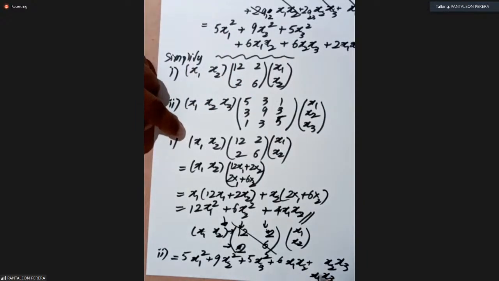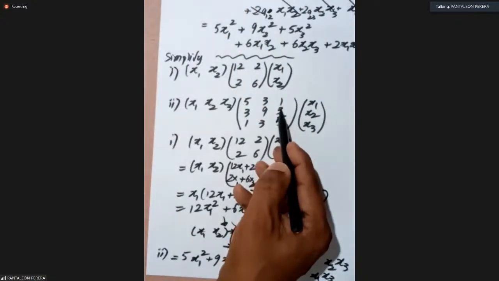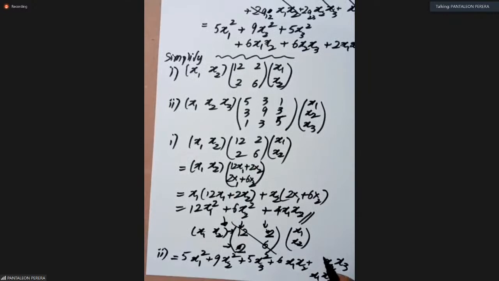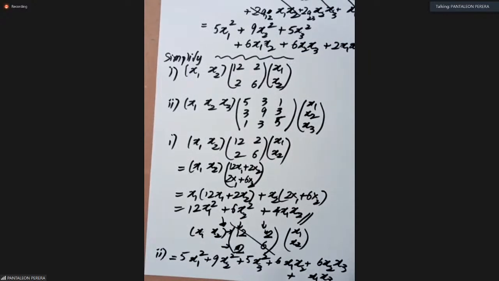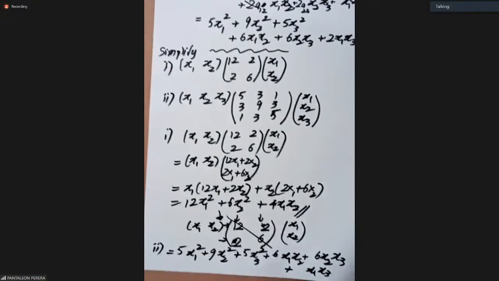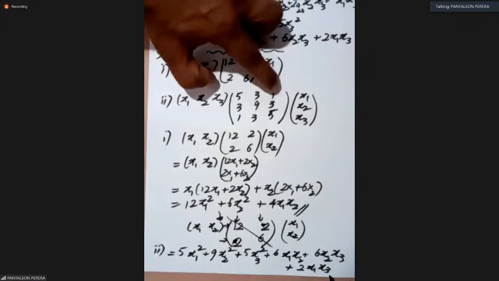What about this one? 2, 3. x2, x3. 6, because it should be the sum of these two. 2, 3, 3, 2. 6. What about this one? Last one. x1, x3. 2. Yes. Why? Because it should be their sum.